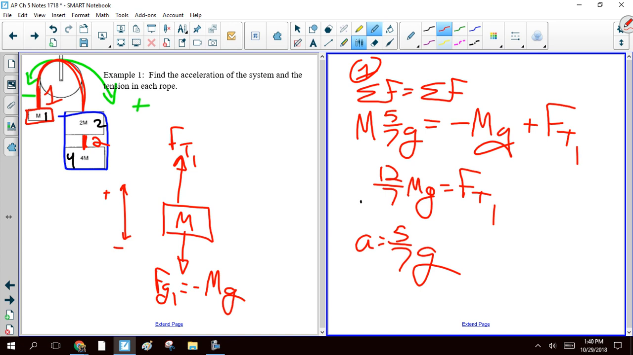Okay. So all right, and then to find the tension in the other rope, you basically repeat the process.